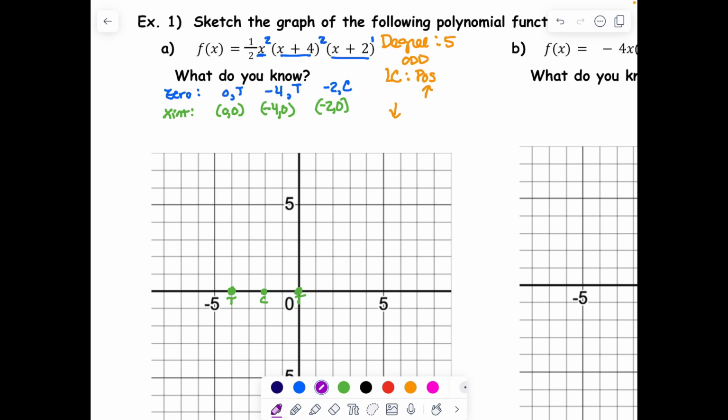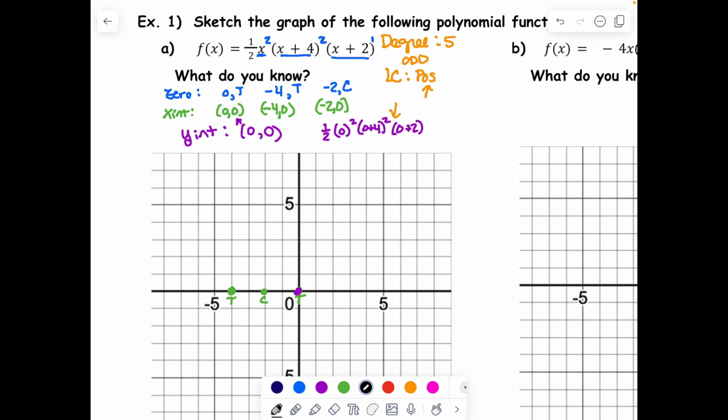Now let's talk y-intercept. The y-intercept is when you put a 0 in, what comes out. If I put a 0 in, I'm going to get 1/2 times 0 squared times 0 plus 4 squared and 0 plus 2, which is just going to be 0. We kind of already knew that because our x-intercept was (0, 0). So if our x-intercept is (0, 0), it's also going to be our y-intercept.